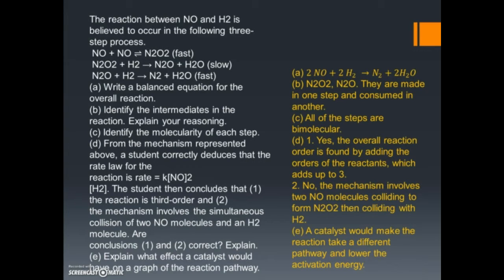Explain. 1 is correct because the overall order is found by adding up the orders of the reactants, which adds up to 3. 2 is not correct because the mechanism involves two NO molecules combining to form N2O2, then colliding with H2. Explain what effect a catalyst would have on a graph of the reaction pathway. A catalyst would make the reaction take a different pathway and lower the activation energy. Alright, thanks for listening.